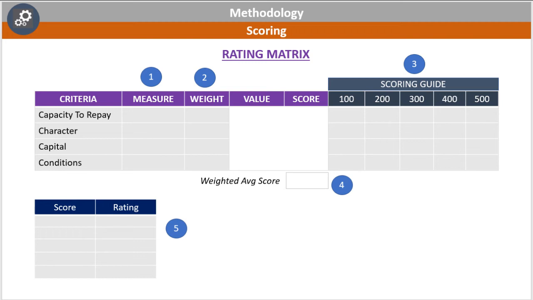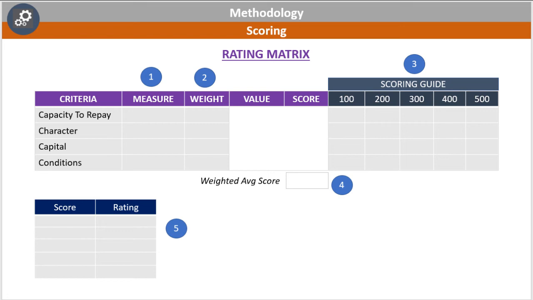Step 2 is think about which factors are more important than others and assign weights to each criteria accordingly. Step 3 is a scoring guide that provides a range of values for each measure. After each criteria is scored, a weighted average score is calculated incorporating the weights for each criteria. Finally, as step 5, the weighted average score is converted into a rating.